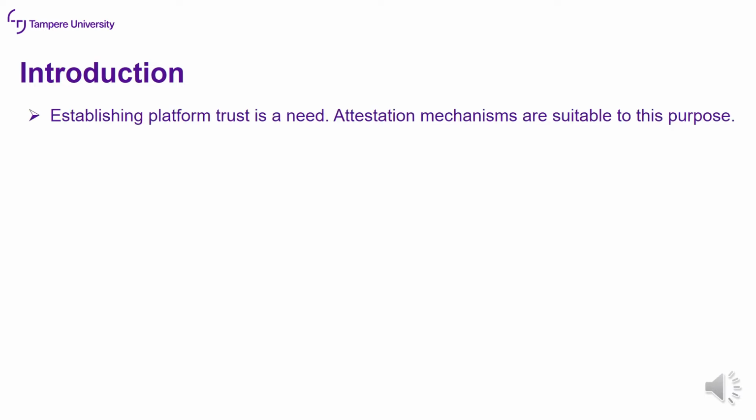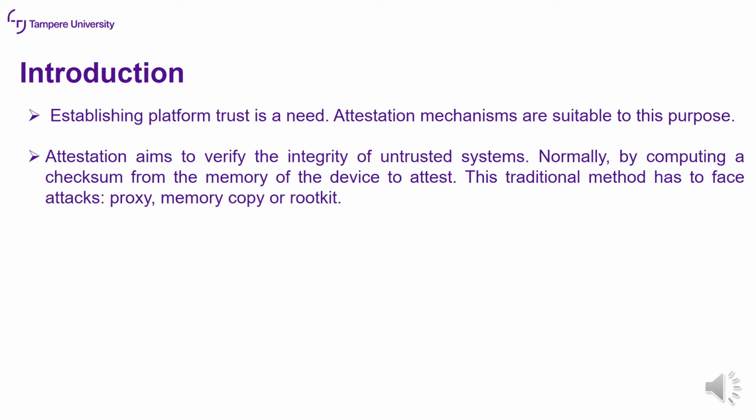First of all, we are going to give a little introduction to try to understand why this paper is important. Establishing platform trust is a need, and classical attestation methods are suitable for this purpose. What attestation does is to verify the integrity of untrusted systems, and normally this is done by computing a checksum from the memory of the device that we are aiming to attest. However, this traditional method has to face some attacks such as proxy, memory copy, or rootkit attacks. We will talk later a little more about those.